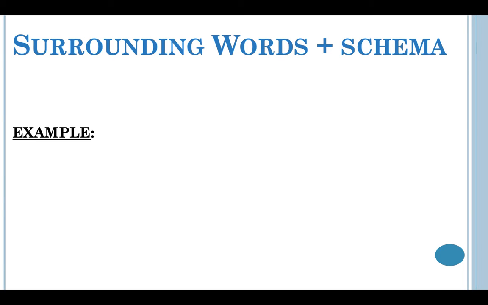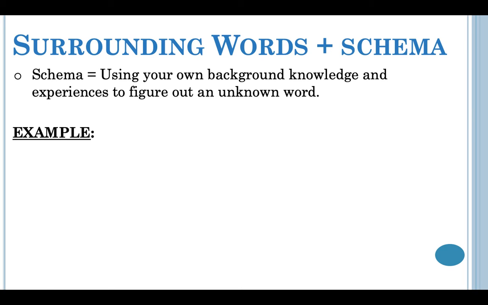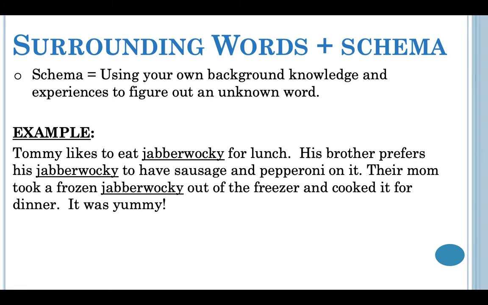Our next strategy is using surrounding words and schema. Schema is when you use your background knowledge and your own experiences to figure out an unknown word. Here's our example. Tommy likes to eat Jabberwocky for lunch. His brother prefers his Jabberwocky to have sausage and pepperoni on it. Their mom took a frozen Jabberwocky out of the freezer and cooked it for dinner.